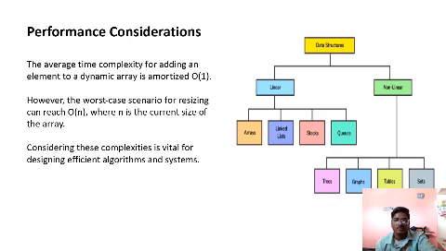Here are some data structures. Data structures have two different types: one is linear and the other is non-linear. In linear data structures, we have arrays, linked lists, stacks, and queues. These come under linear data structures. And non-linear data structures are trees, graphs, tables, and sets. These are under non-linear data structures.